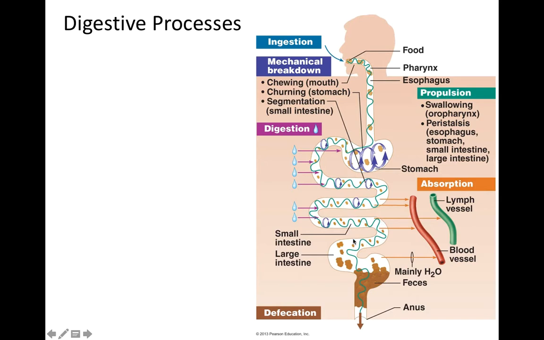After that, the residue is going to move into the large intestine. We'll continue the reabsorption process, mainly of water. That is going to have the effect of compacting the fecal matter down to something that is somewhat solid so that we can go through the last process, which is defecation. So we've got ingestion, mechanical breakdown, propulsion, chemical digestion, absorption, and defecation that occur in the tube.